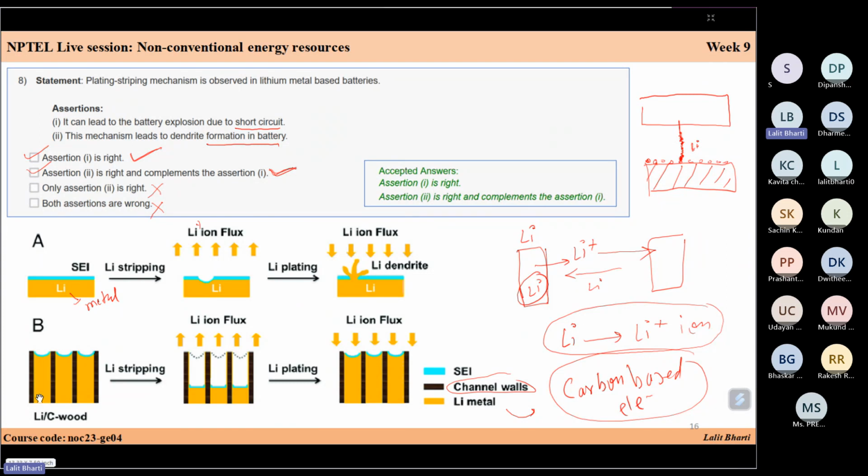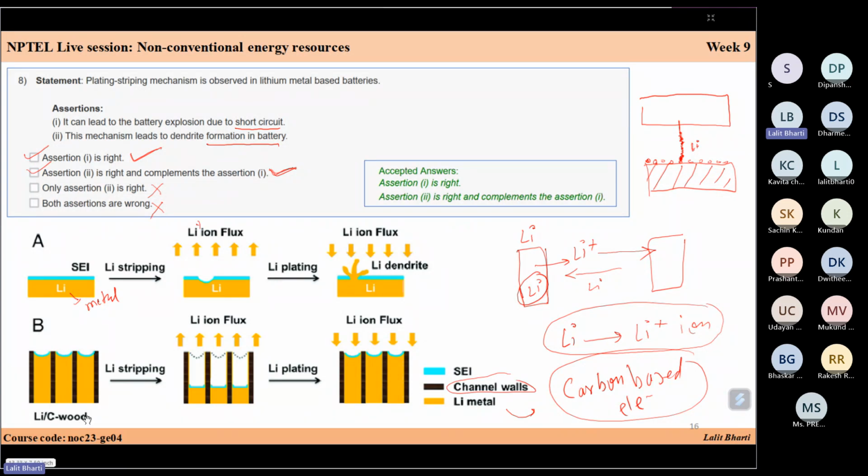If you take graphite, graphite has a layered structure. These parallel lines mean you have some layered structure in which your lithium is sitting. When you charge or discharge, during stripping your lithium will go back from the layers of carbon, and during plating it will sit again in the layers of your carbon. These are carbon-based, so they are conductive. Your anode is conductive enough, but the lithium is not in touch with each other. You have different levels.